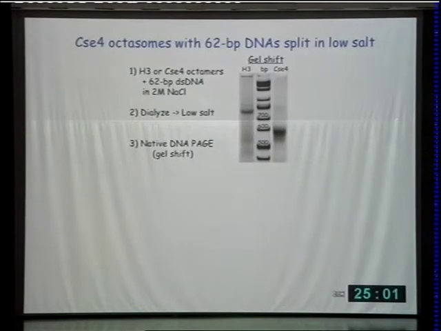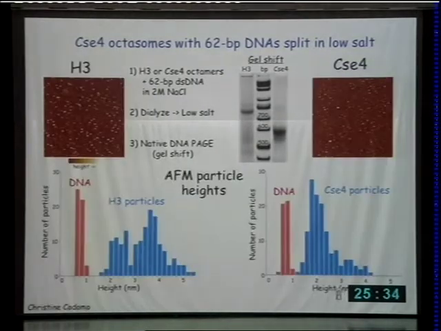Here's a gel shift in which we have fully assembled left-handed H3 or CSE4 octamers plus 62 base pair double-stranded DNAs. We go from high salt, dialyze to low salt, and then use a gel shift assay. We see a sharp band here, and there's also a fuzzy band here. And we see a moderately sharp band here for CSE4. CSE4 has a very long tail, longer than the core itself, so it's going to run more slowly than H3.